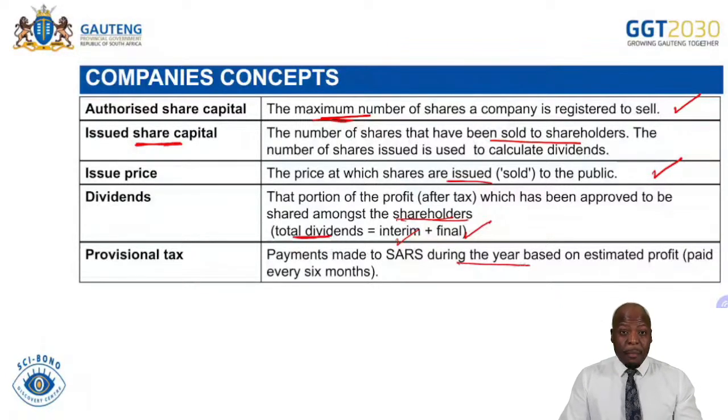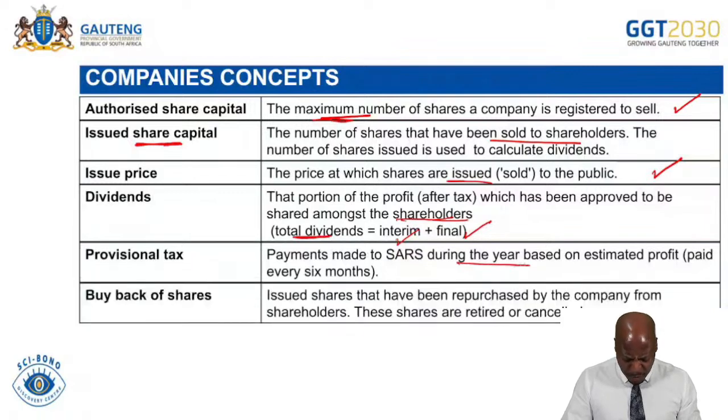this every 6 months. Okay, so other companies will decide to pay provisional tax payments such that they get to the end of the financial year, they don't have a huge tax burden. They would have paid some payments already. That is your provisional tax payments. Let's move on to the next one, which is the buyback of shares.